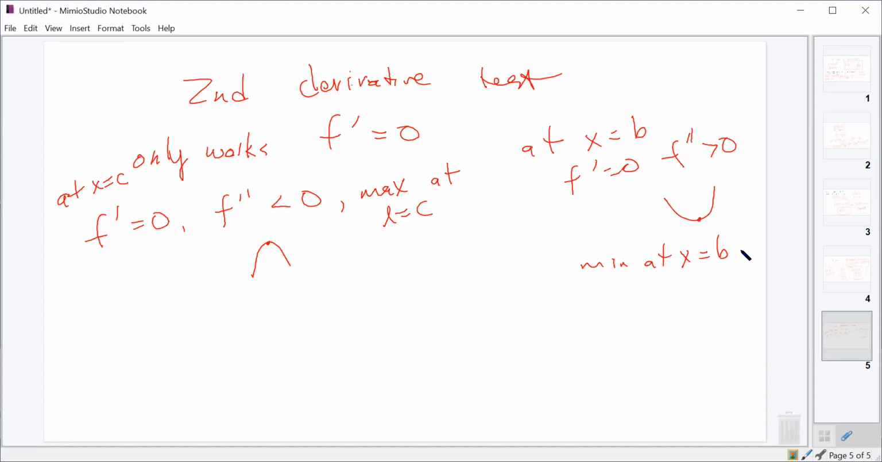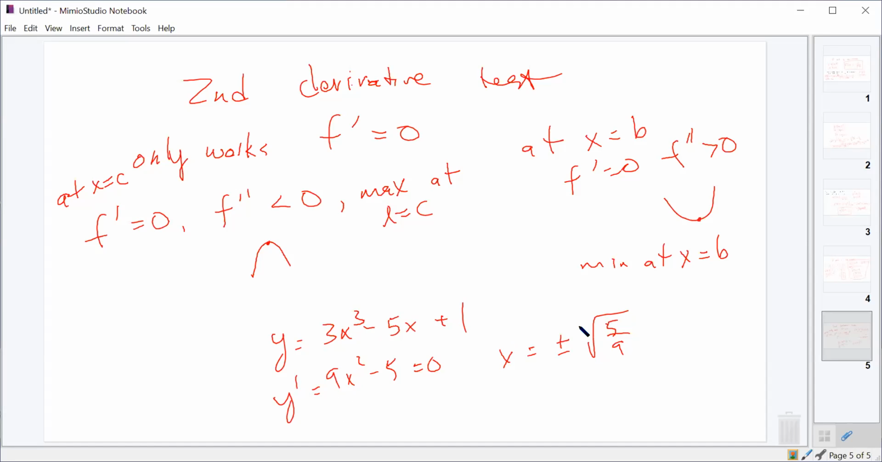Now, reasons to use the second derivative test. One, if the second derivative is really easy to take. So if you were given something like y equals 3x cubed minus 5x plus 1, and you take your derivative, you end up with 9x squared minus 5, and that equals 0 when x is positive or negative square root of 5/9.